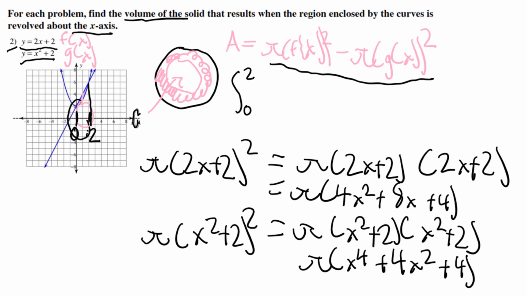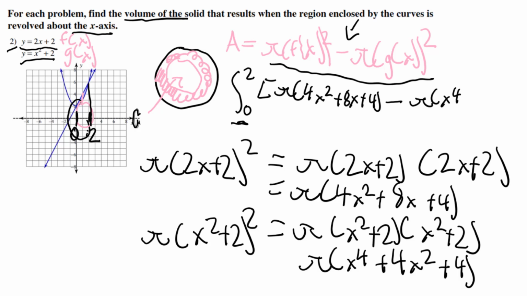So then we can plug this back into the equation here. We'll get pi times 4x squared plus 8x plus 4, which is what we found below, and subtract this, because this is an area that will not be included, pi of x to the 4th plus 4x squared plus 4, dx. We have to remember the dx.